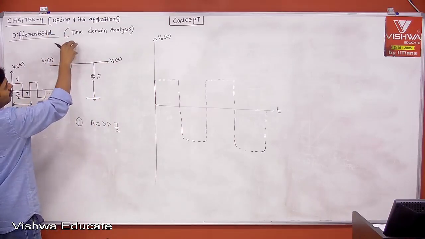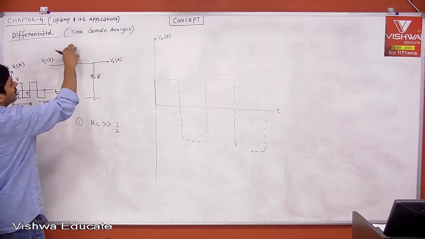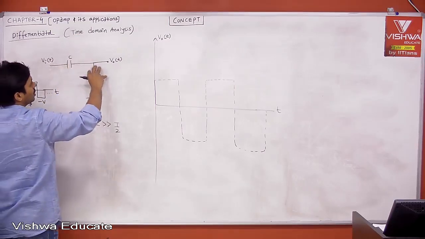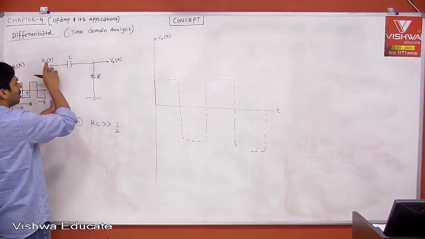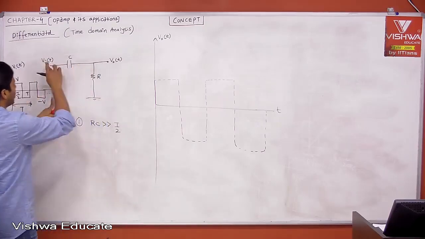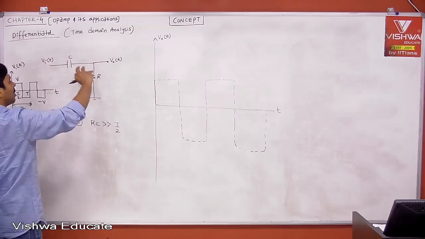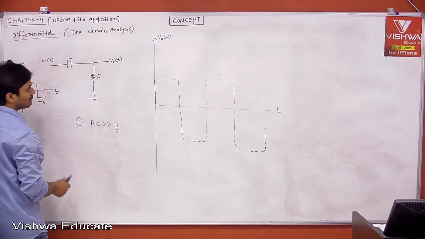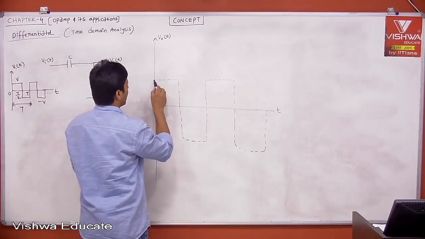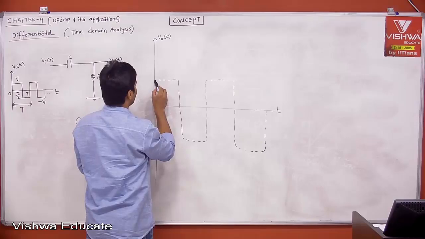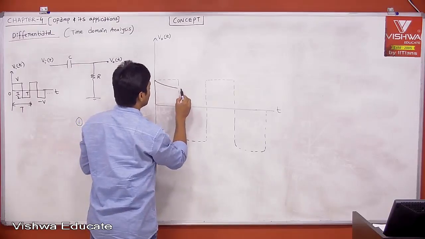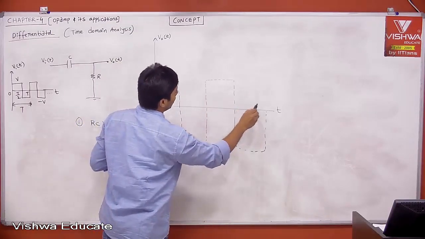But we know that it will charge very slowly. When the capacitor is charging very slowly, the voltage across the capacitor is increasing very slowly. Then the voltage across the resistor will decrease slowly, because the input voltage is equal to the capacitor voltage plus the resistor voltage. Your input is V. Out of V, some voltage is going across the capacitor, and the remaining voltage will come across the resistor. Then slowly, because the capacitor voltage is increasing exponentially, the voltage across the resistor decreases exponentially.